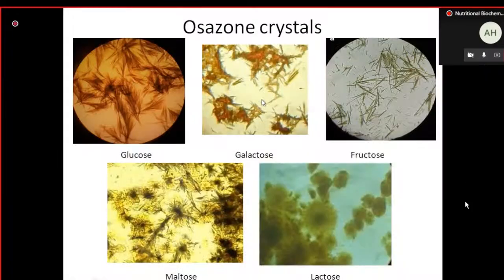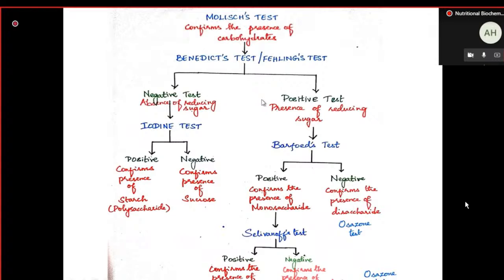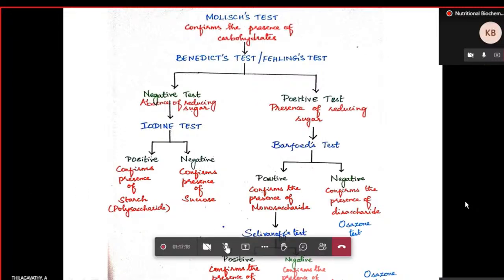So we have given you an unknown solution. How will you start doing the test? Which is the test which is general for all the carbohydrates? Molisch test. Okay, so first, to say whether carbohydrate is present or not, you do the Molisch test.